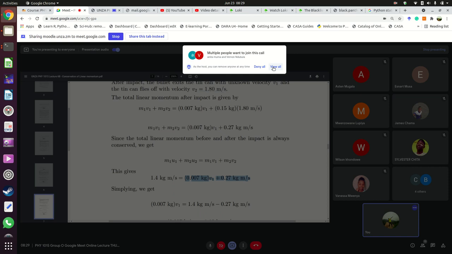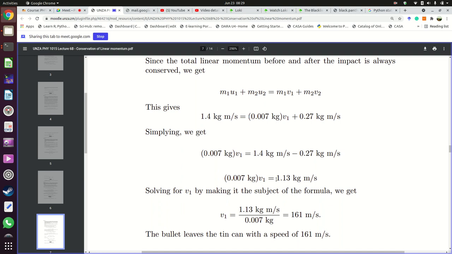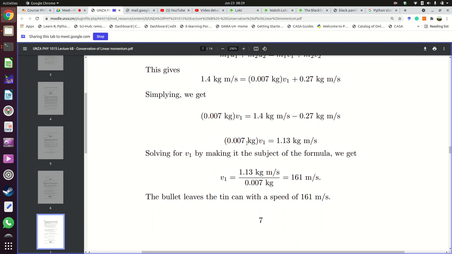Okay, so we want to find the velocity of the bullet. In this case, we take this part, 0.27, to the other side, so we end up having 0.007 kg V1 equals 1.4 kg·m/s minus 0.27 kg·m/s, and that gives us 0.007 kg V1 equals 1.13 kg·m/s. We divide both sides by 0.007, and we end up with V1 equals 1.13 kg·m/s divided by 0.007 kg, and that's going to give us 161 meters per second.